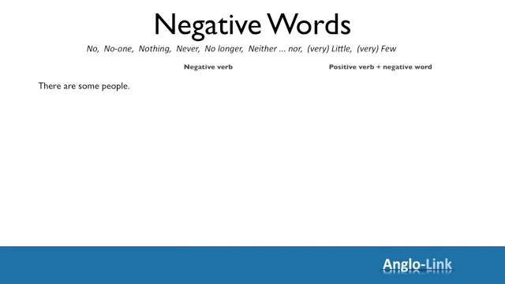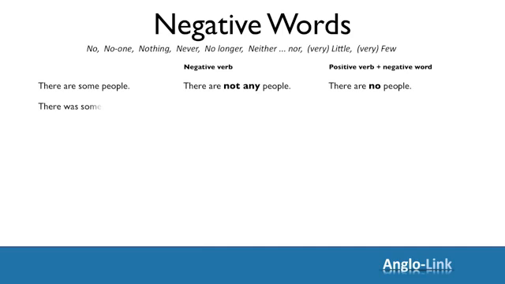So, we have a sentence here. There are some people. Let's change that into a negative sentence. First, there are not any people. And now replace not any with a negative word, like no. There are no people. That's right. So you have two ways of making the sentence negative.